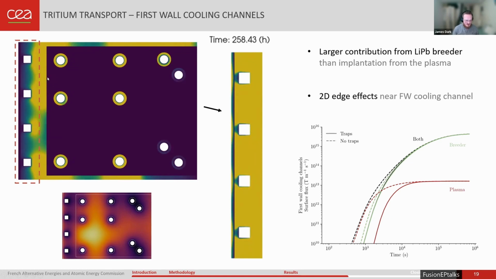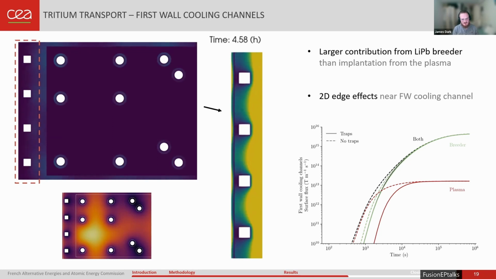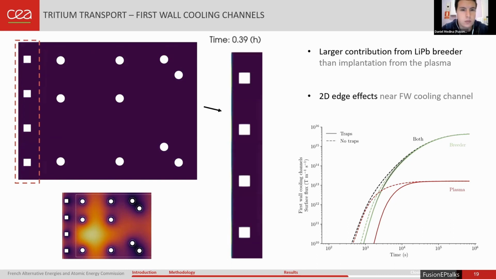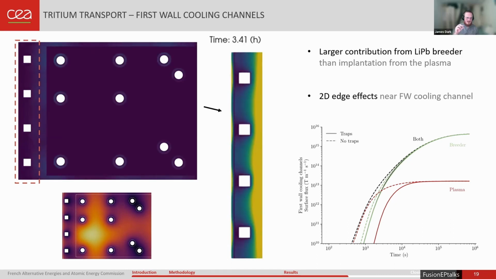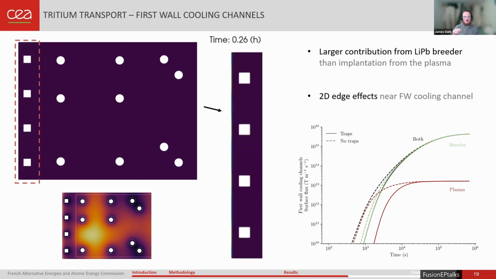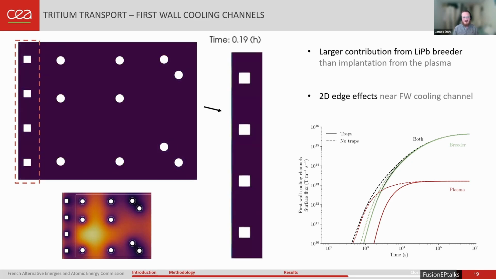And actually, linking back to the MHD studies, where you have MHD effects due to the electrical potential between the lithium lead and the structure, it's been suggested that the insulators they would need to use to mitigate the MHD effects would also mitigate a lot of tritium permeation as well. So it could actually be a kind of double-edged sword in that effect.